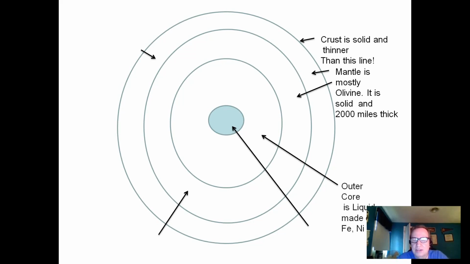Then the next layer is the outer core. It's liquid and it's made mostly of iron and nickel. And then the inner core of the Earth is solid and it's mostly made of iron and nickel.